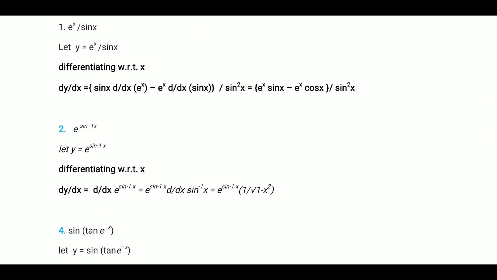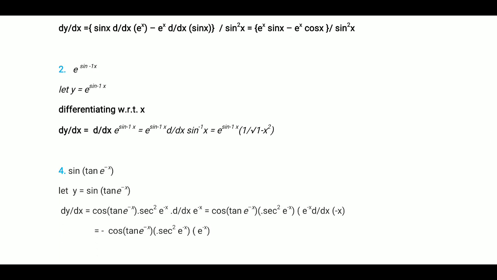Now question number 2, e power sin inverse x. Here the function is of sin inverse x, so chain rule will be applicable. Here we consider y is equal to e power sin inverse x, differentiate with respect to x.